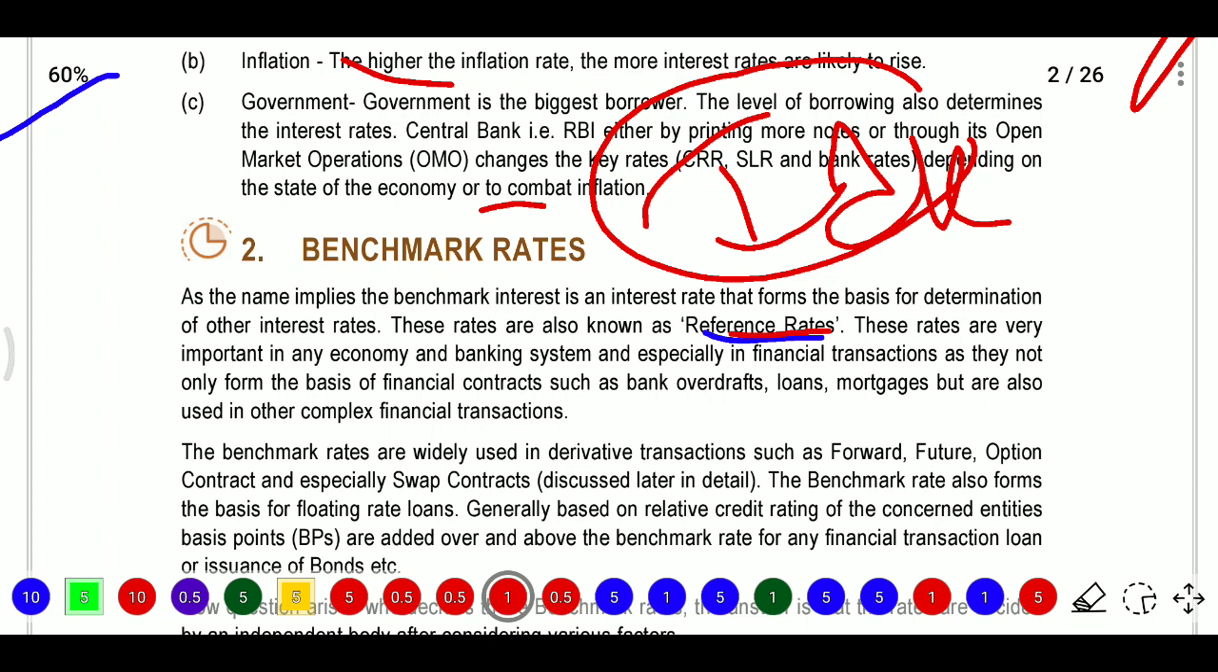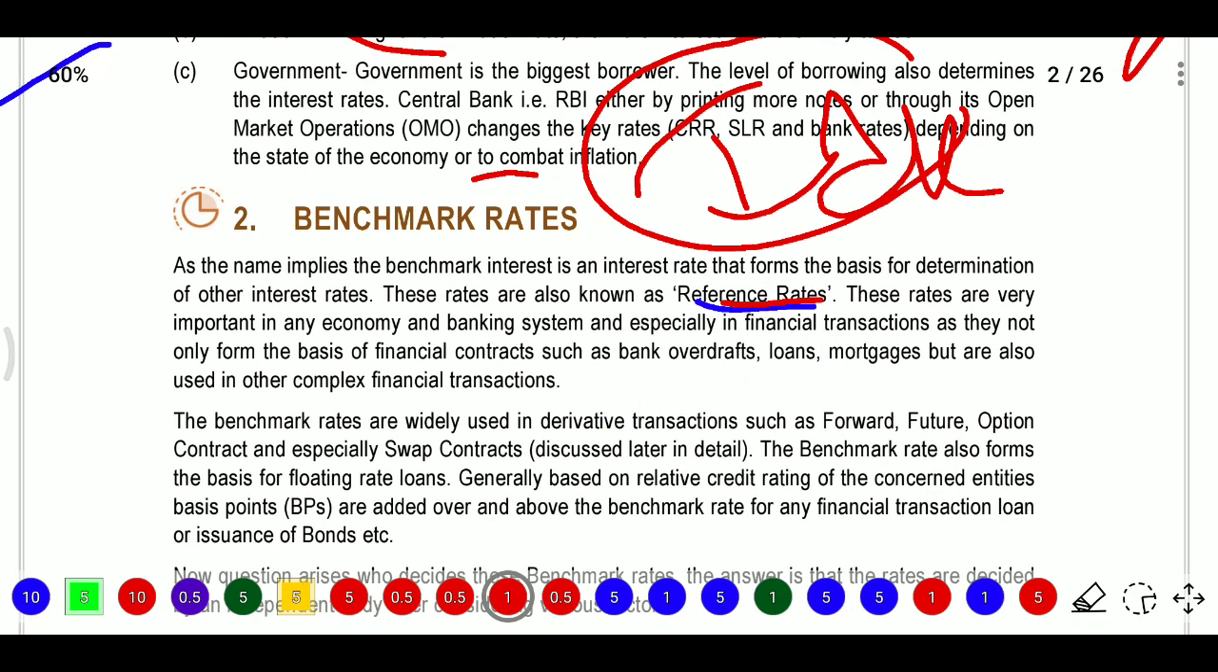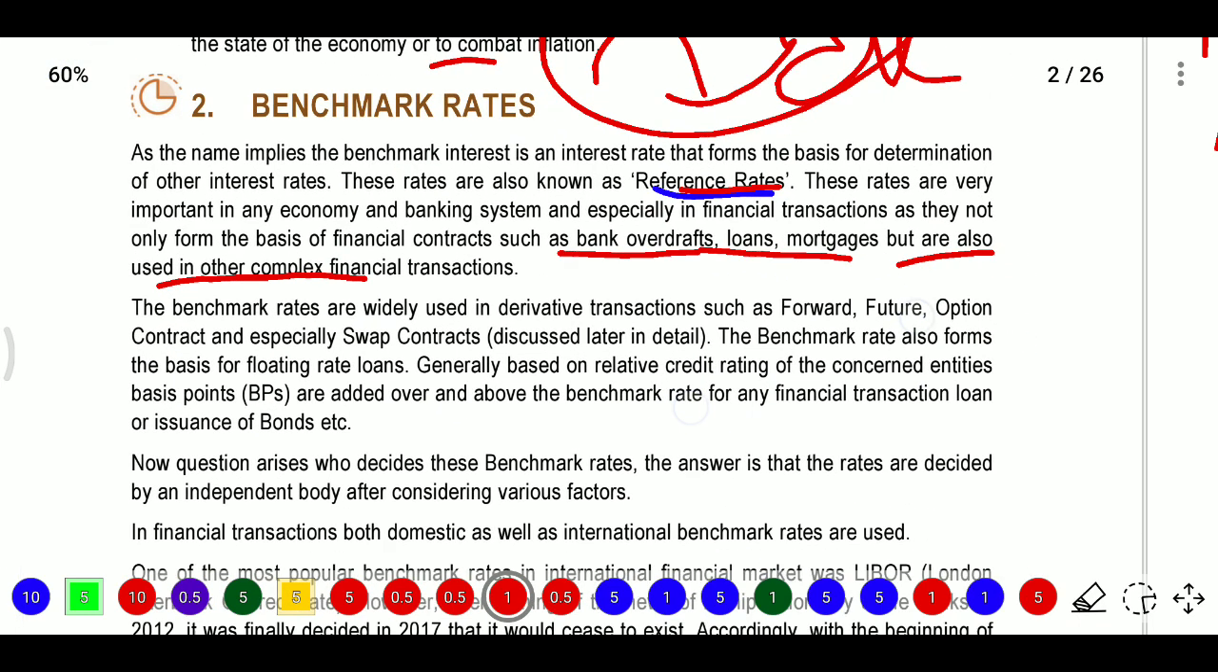Especially for financial institutions, the interest rate is the main thing, so they refer to rates from different areas, because banks have different products. The products may be based on bank overdrafts, loans, and mortgages, but benchmark rates are also used in other complex financial transactions. The benchmark rate will be used in derivative transactions also.